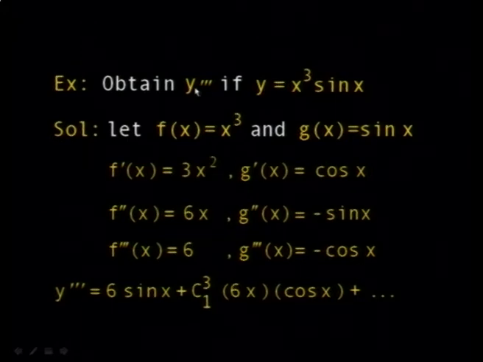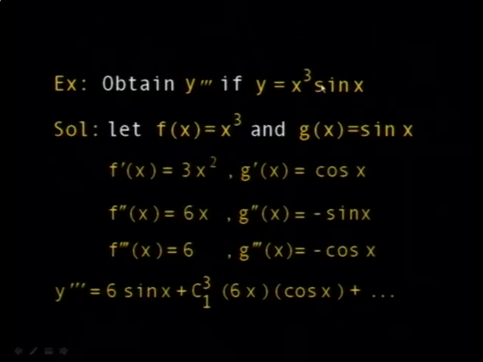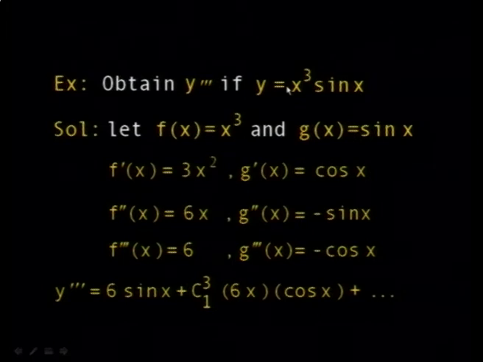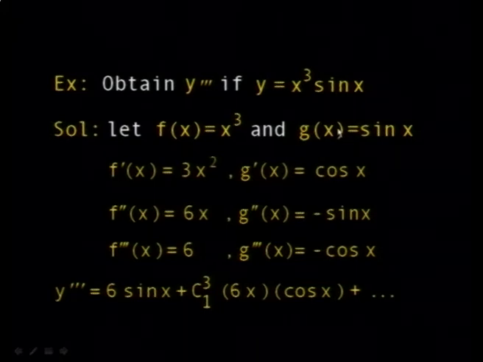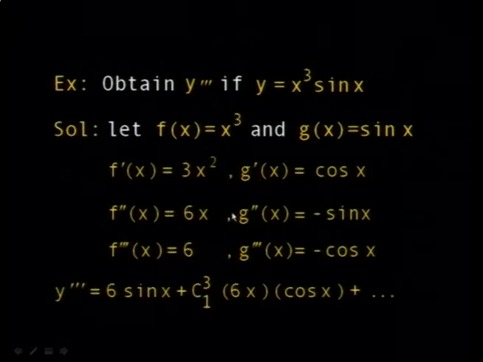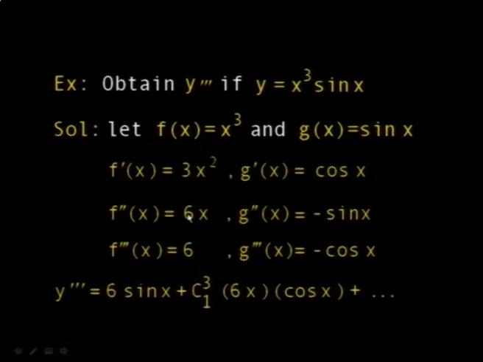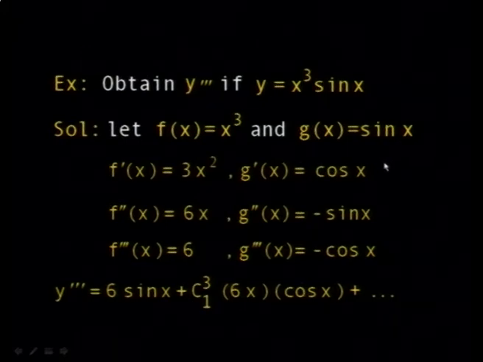So the third derivative of x cubed sine x is equal to what? Is equal to the third derivative of the first function, which is x cubed, times the first one without change, which is this one here, plus 3 times the first derivative, now the nth minus 1, which is the second derivative of the first one, times the derivative of the second one, which is cosine x. And you keep going on like this.